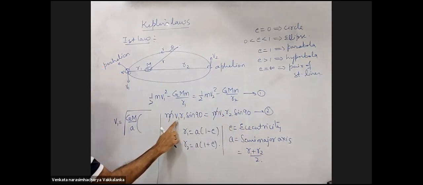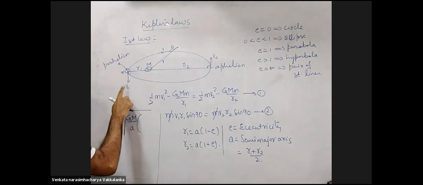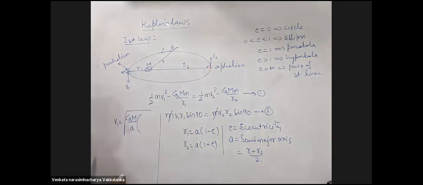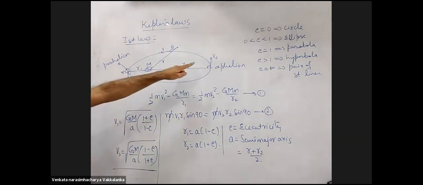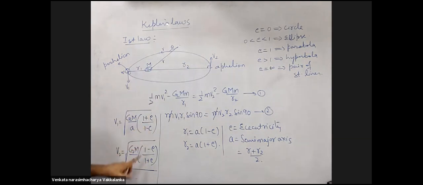If R1 is lesser, V1 will be greater. Can I claim V1 is greater than V2? Yes, sir. V1 is root over of GM by A into (1 plus e) upon (1 minus e). V2 will be root over of GM by A into (1 minus e) upon (1 plus e). How do I remember which is V1, which is V2? V1 will be greater than V2, so this will be V1 and this will be V2.